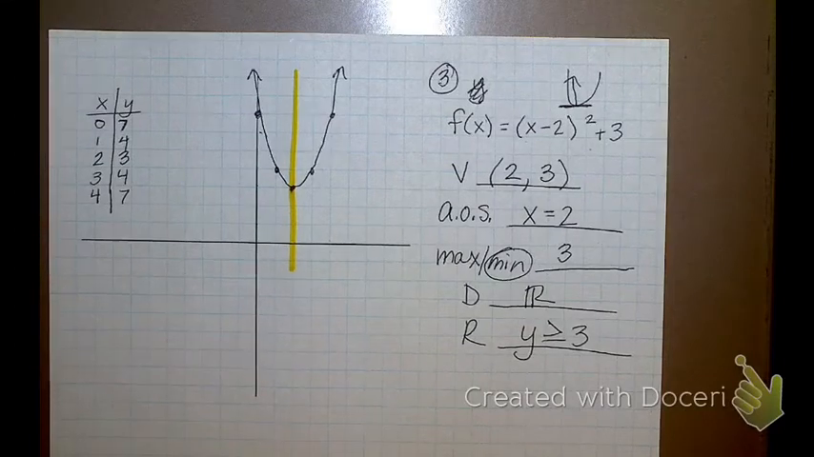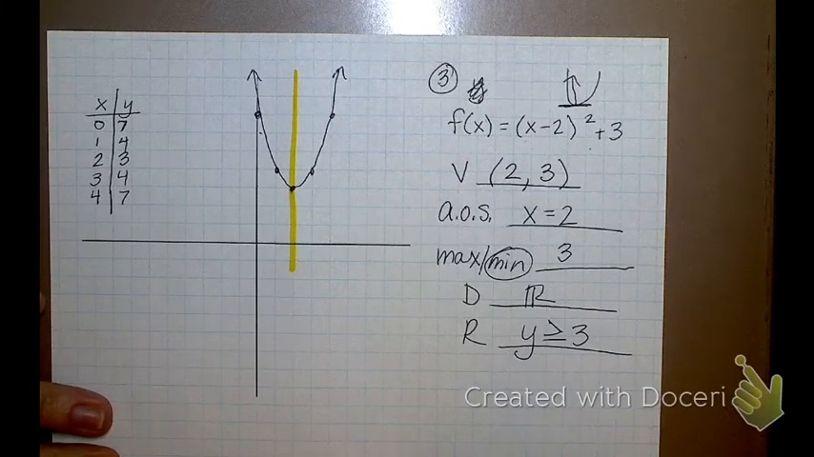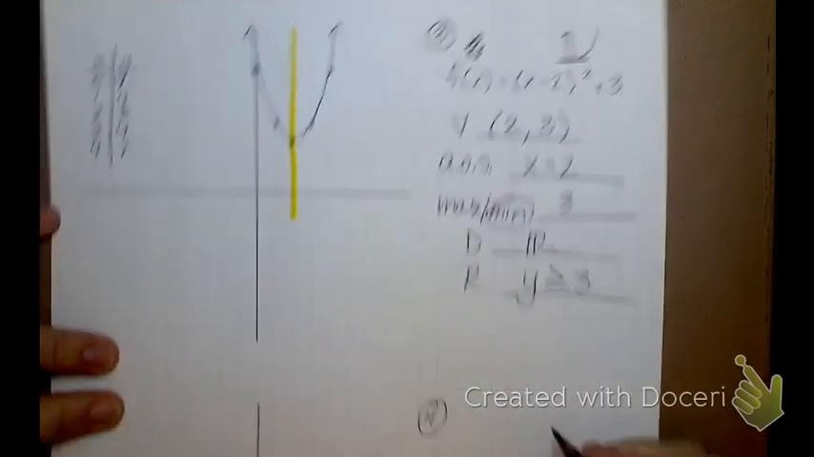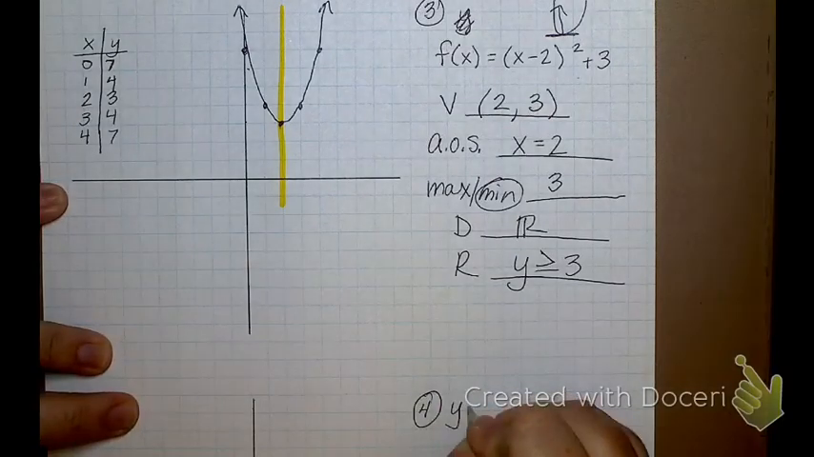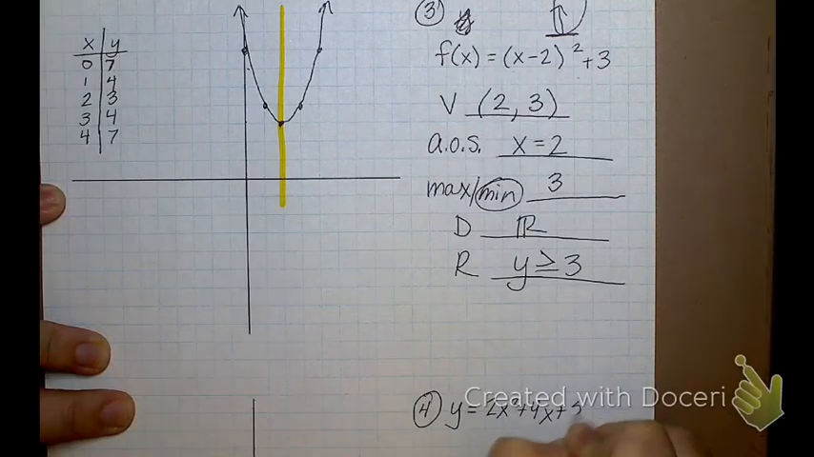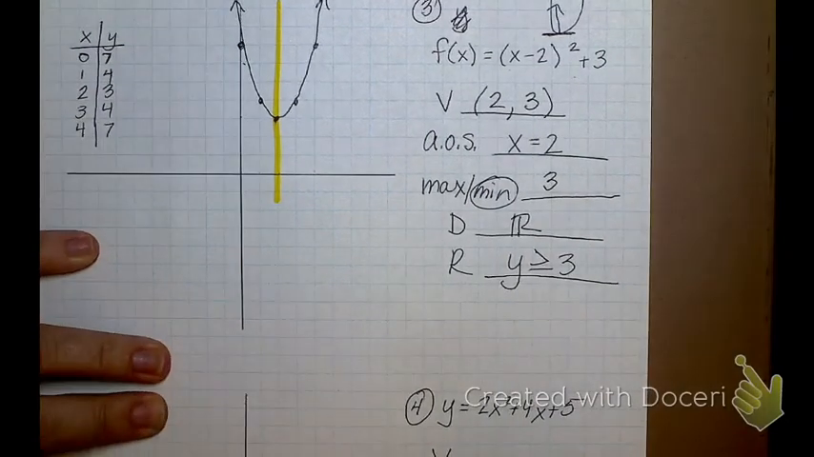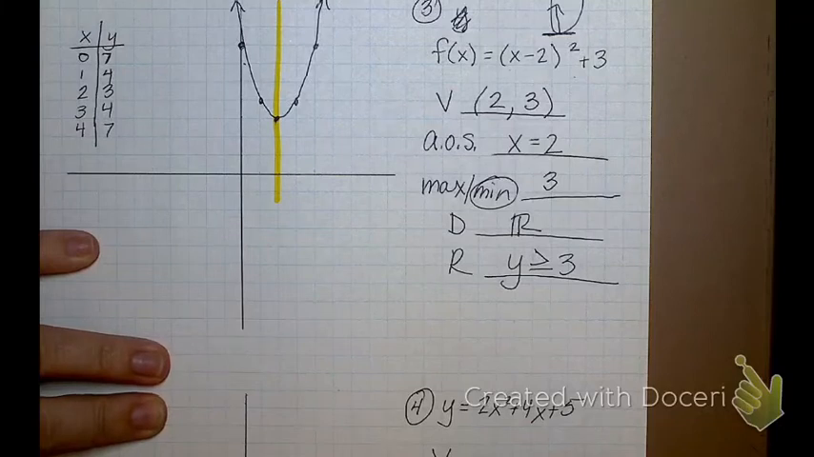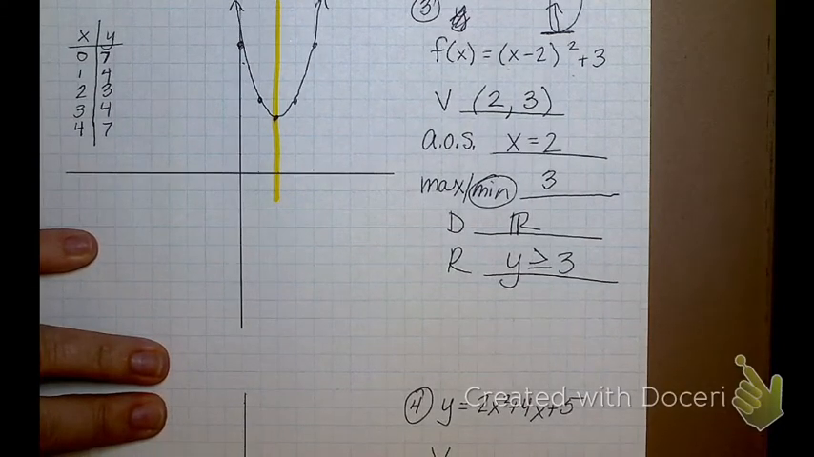Alrighty. Next problem. Problem number 4. I'm going to scroll it, move it down just a little bit. Y equals 2x squared plus 4x plus 5. I'm going to need to find the vertex, the axis of symmetry, the max, min, the domain, and the range.